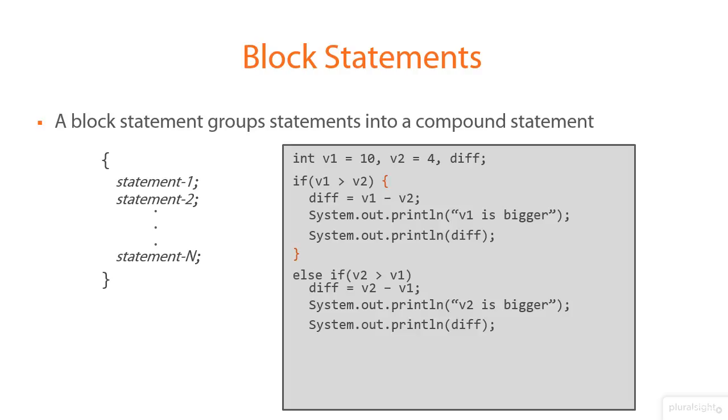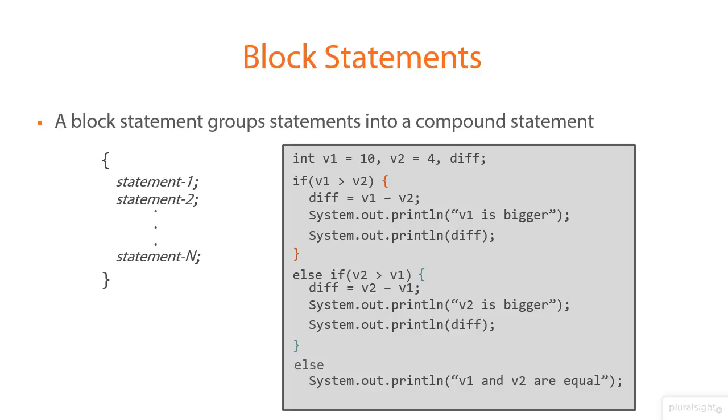Although, by the way I have my code indented, it looks like all three of these statements, the diff assignment and the two printouts, are tied to that v2 greater than v1. Currently, only the diff assignment is tied to the condition. Again, I need to put an open bracket and a close bracket to bring those into a block statement. And then here I also add an else.